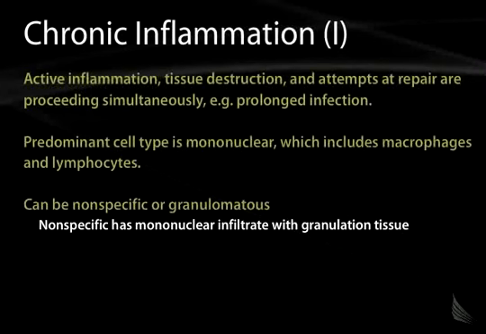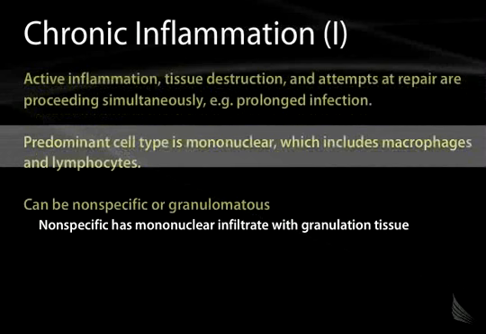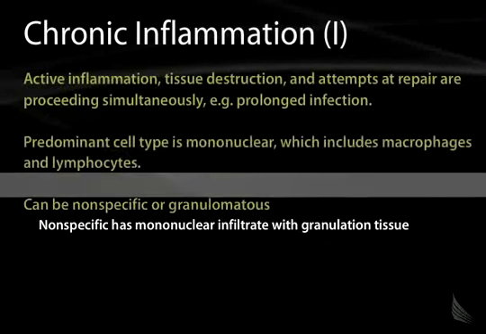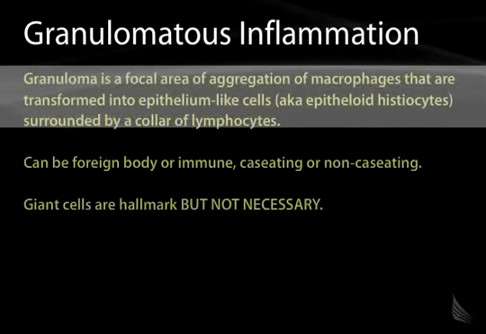So chronic inflammation is something that happens when you get active inflammation, tissue destruction, and attempts at repair, which are proceeding simultaneously. And this occurs, for example, in a prolonged infection. The predominant cell type in this case is the mononuclear cell, things like macrophages and lymphocytes. And remember, you can get both a nonspecific or a granulomatous inflammation, which we'll describe in more detail in a minute. Now, granulomatous inflammation is a focal area of aggregation of macrophages.